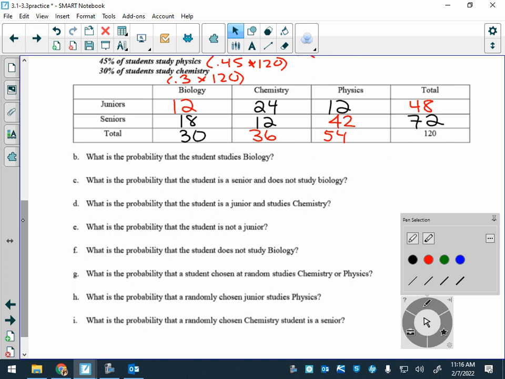Okay? What is the probability that a randomly chosen junior? So instead of 120, what is our denominator going to be? 48. Out of those 48, how many of them study physics? 12. 12 out of 48 gives you the 1/4 that you see on the board. Then what is the probability of randomly chosen chem student? So now we're looking at chemistry, which is 36. How many of them are seniors? 12 out of 36, which is 1/3.